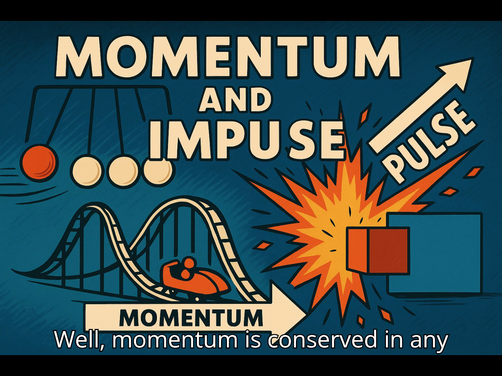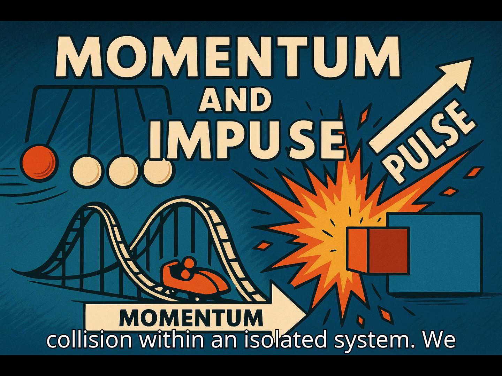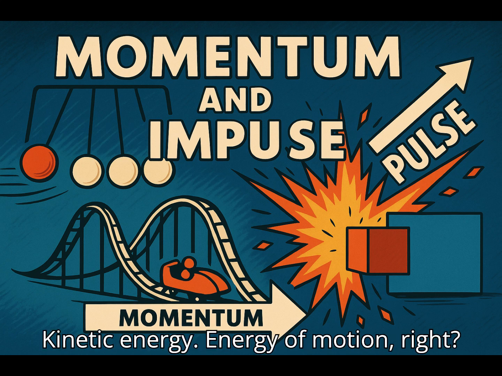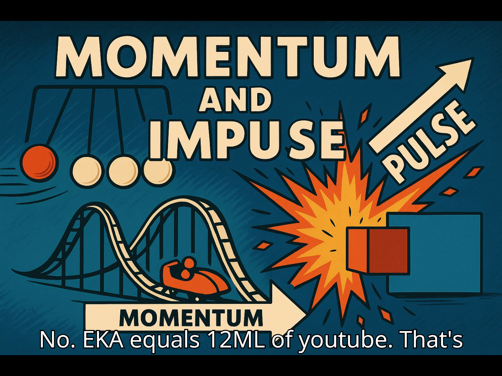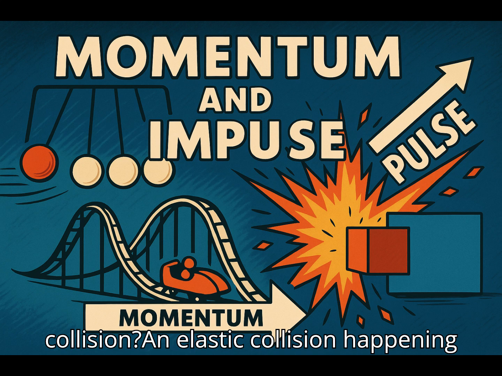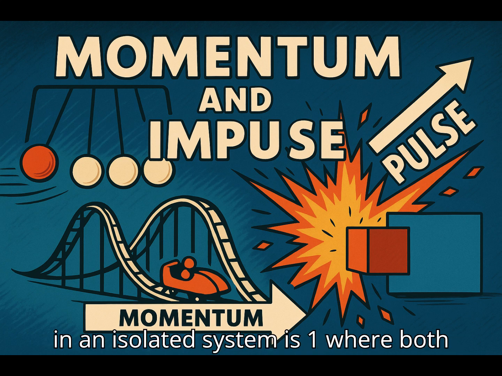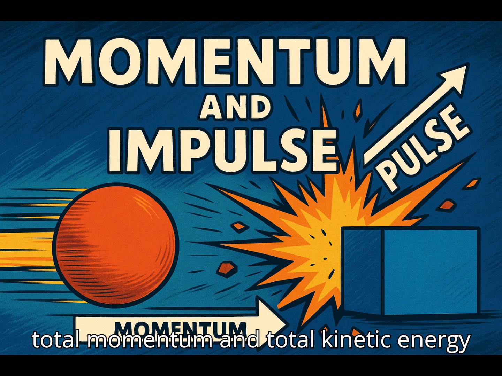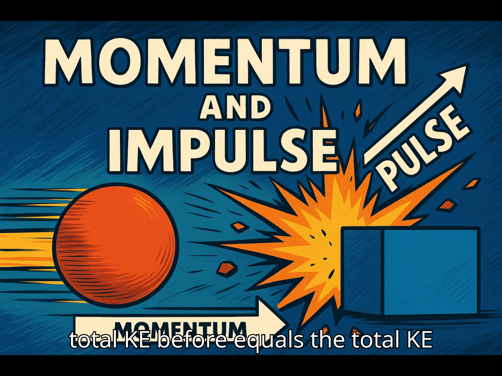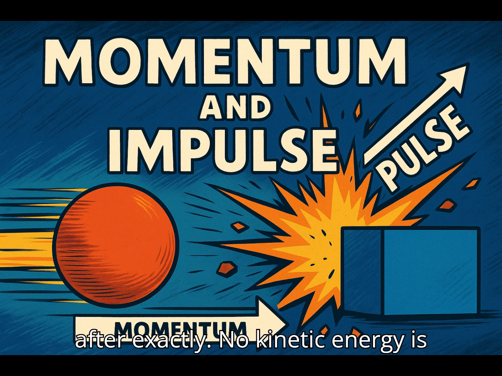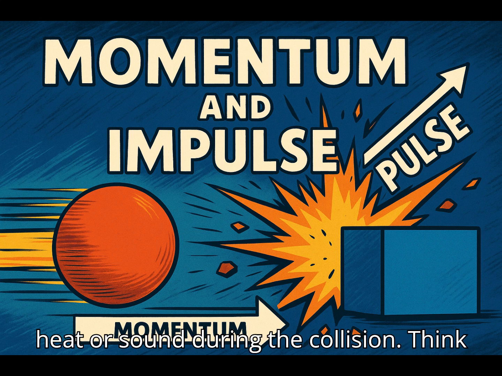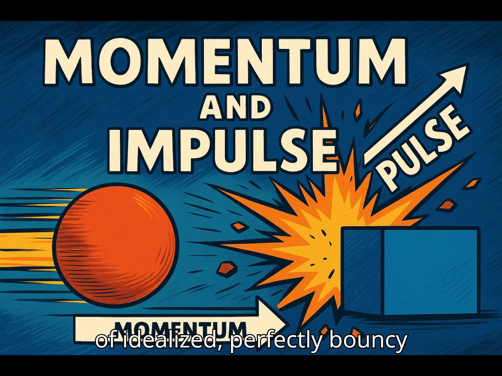While momentum is conserved in any collision within an isolated system, we can further classify collisions based on what happens to the kinetic energy. Kinetic energy, energy of motion, right? Yes. KE = ½mv². That's the one. So first type, elastic collisions. What defines an elastic collision? An elastic collision happening in an isolated system is one where both total momentum and total kinetic energy are conserved. Both conserved. So the total KE before equals the total KE after. Exactly. No kinetic energy is lost or converted into other forms like heat or sound during the collision. Think of idealized, perfectly bouncy collisions.